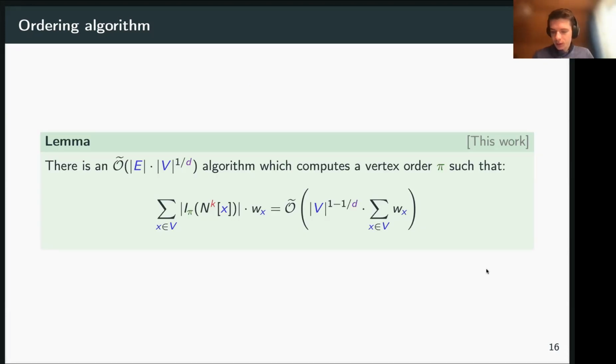Now, the algorithm is extremely simple. Actually, it is certainly not obvious why it works. So I will start by showing the algorithm because it's very nice, I think. And the proof that it produces a good vertex order is quite technical, and I'll just show you a hand-wavy proof sketch for the case where all the weights are equal to 1. So we have an unweighted variant of this.